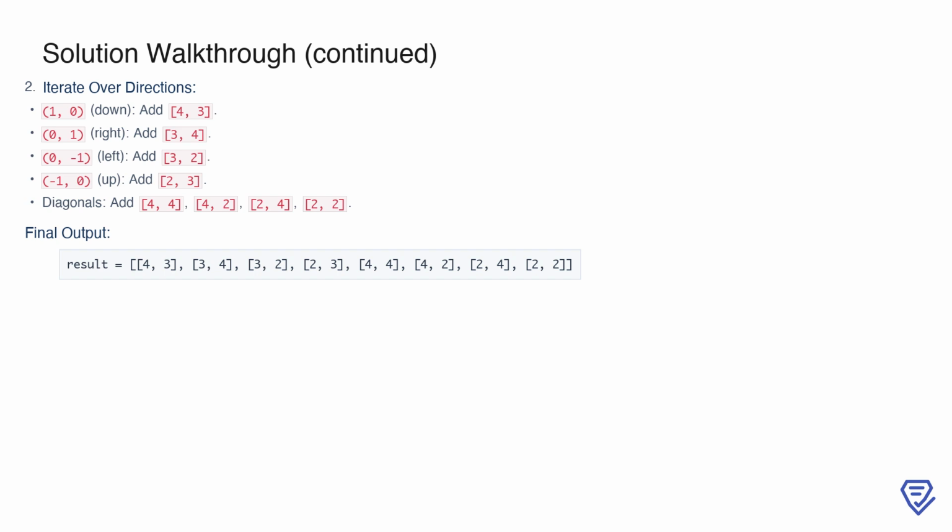For the downward direction, we quickly encounter a queen at [4, 3], and add it to the result. Moving rightward, we find a queen at [3, 4]. Similarly, moving leftward leads to [3, 2], and upward leads to [2, 3]. For the diagonals, we encounter queens at [4, 4], [4, 2], [2, 4], and [2, 2]. Since every direction is blocked by a queen, the final result is [4, 3], [3, 4], [3, 2], [2, 3], [4, 4], [4, 2], [2, 4], [2, 2]. This demonstrates how the king is completely surrounded and unable to escape any attack path.